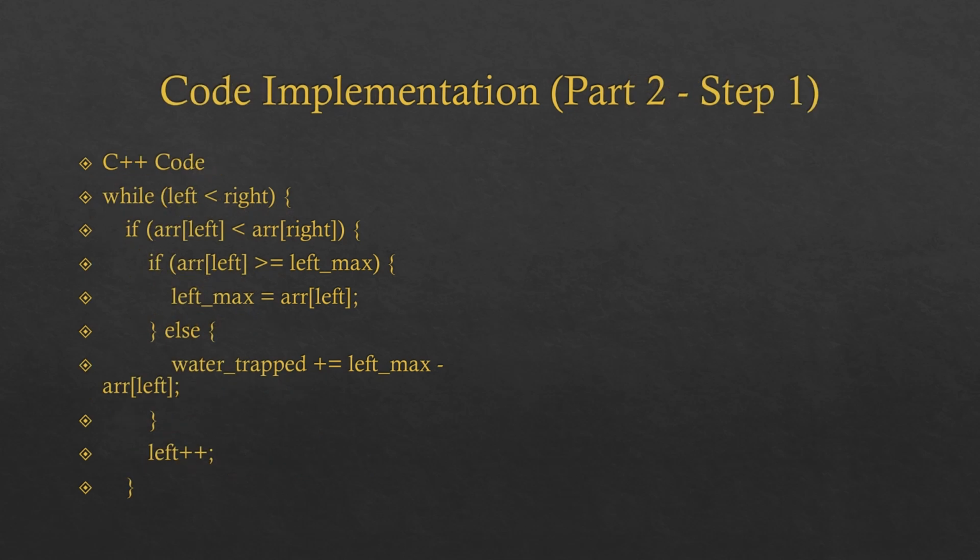As we enter the while loop, we check if the height at the left pointer is less than the height at the right pointer. If true, we check if the current height at the left pointer is greater than or equal to the left max. If not, we calculate the trapped water and update the total.